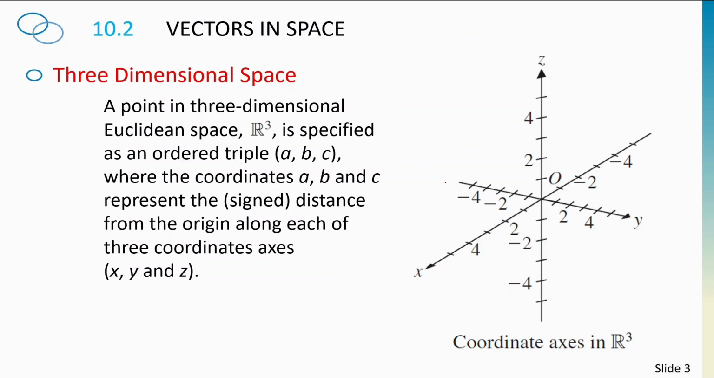So any point here in general, we write it as A, B, C. So just like a triple. It's not only an ordered pair, it has three components, A, B, C.